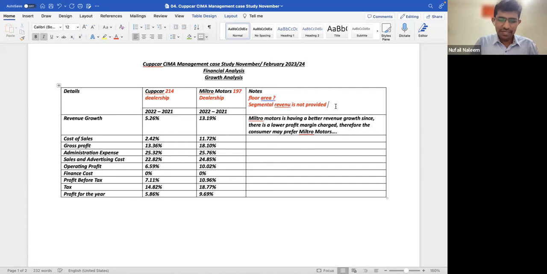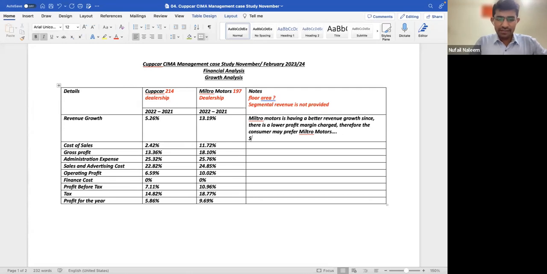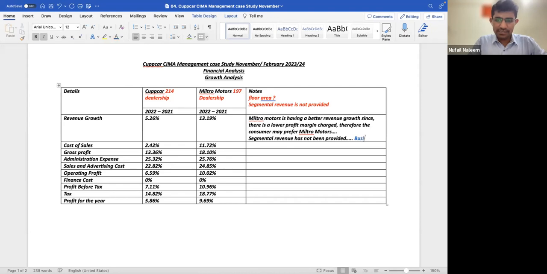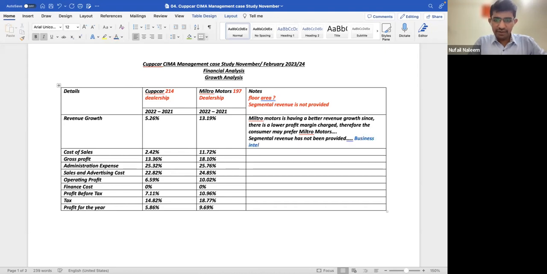So that is one big challenge that we have to raise as a question of doubt. I'll write down here: segmental revenue has not been provided, and it is very important. Can you write down exam focus? You can get a question on business intelligence. 100% sure there will be a question on business intelligence. Just make sure that is clear for you all.